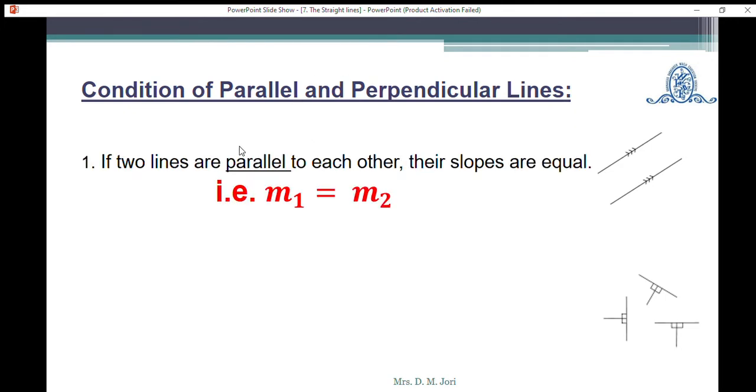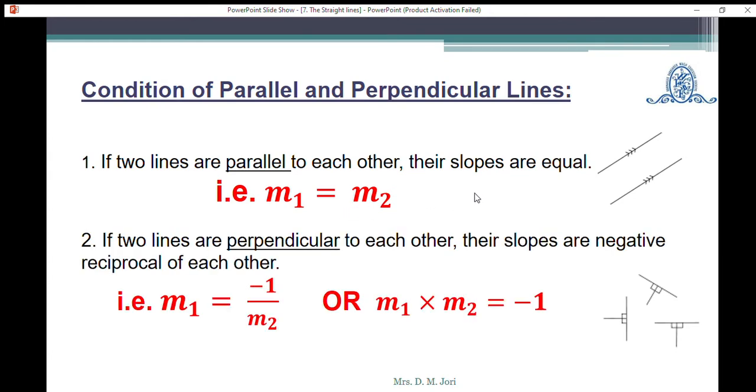If two lines are parallel to each other, their slopes must be equal. Slope is generally denoted by m. Suppose their slopes are m1 and m2 respectively; hence m1 must be equal to m2 if they are parallel. Another possibility is that if the two lines are perpendicular to each other, the condition is that their slopes are negative reciprocals of each other.